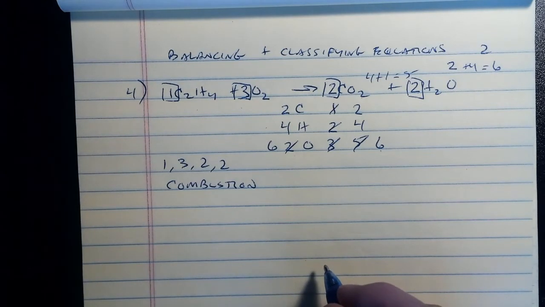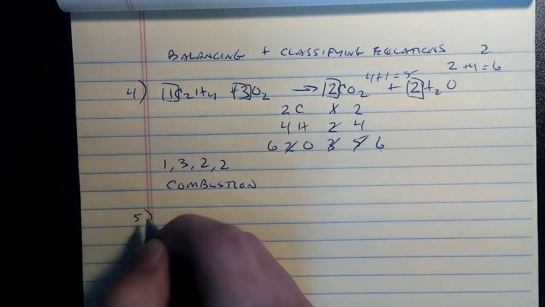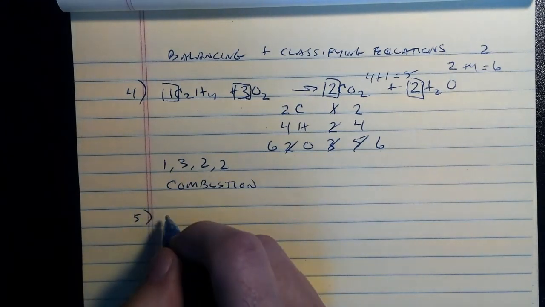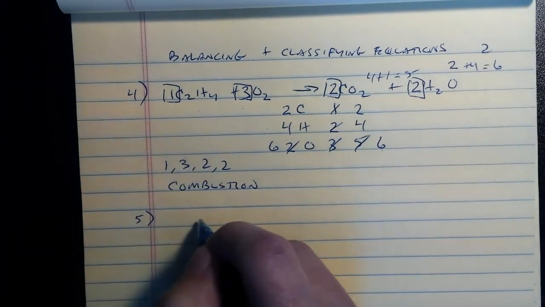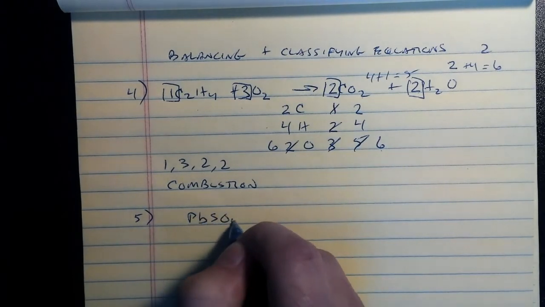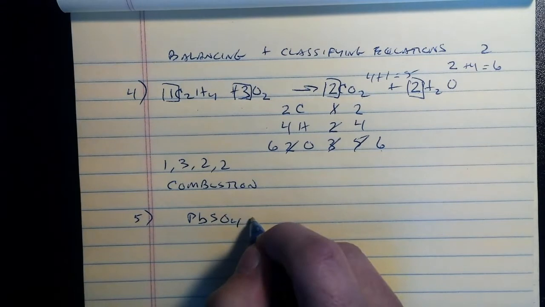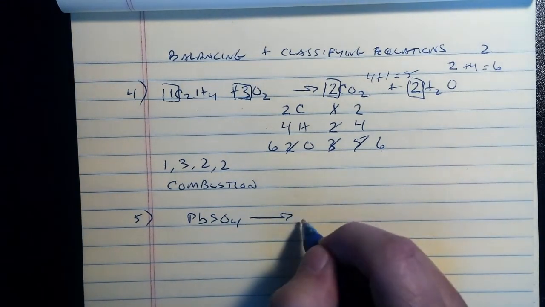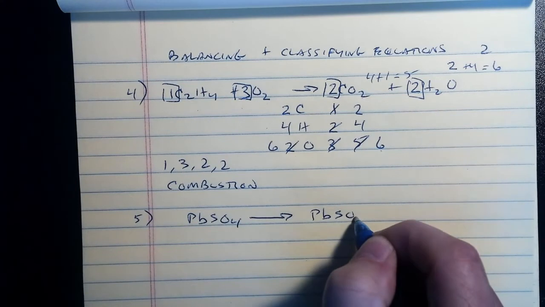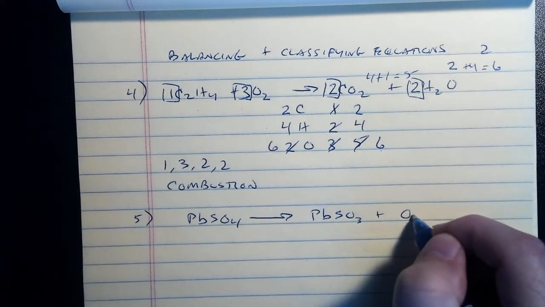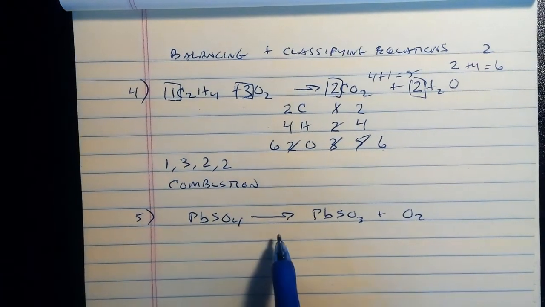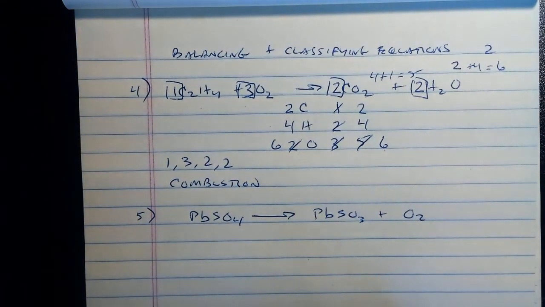Now, let's look at the next one. And this will be number 5. So we're going to take PbSO4, and that's going to break down into PbSO3 plus O2. So right away, if something is breaking down, you know what kind of reaction it is. It's decomposing, so you can call it analysis or decomposition.